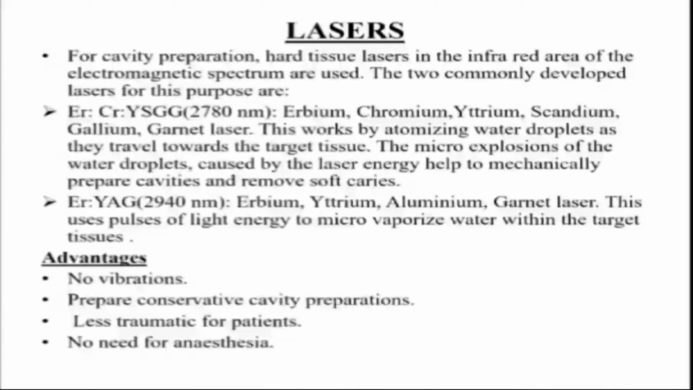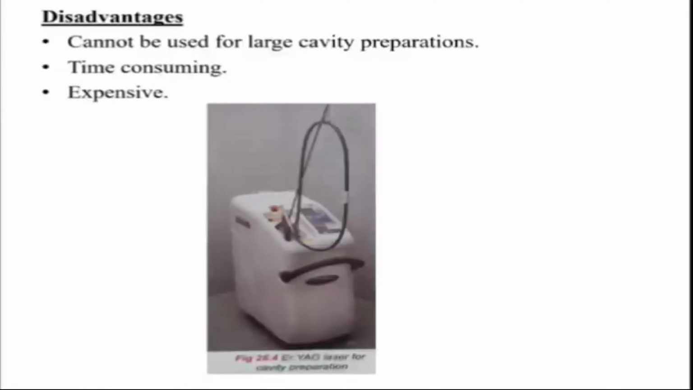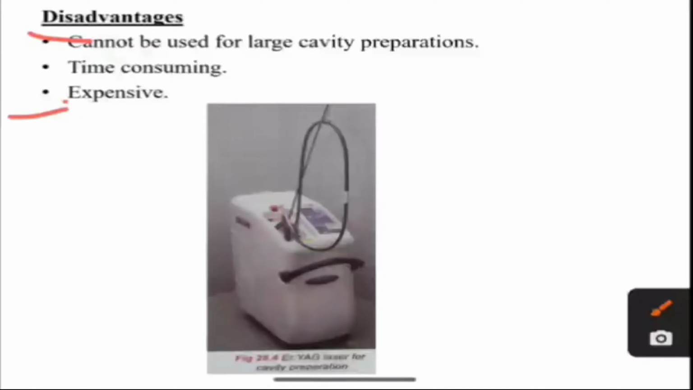Next one is laser, that is for cavity preparation. Hard tissue lasers, infrared areas of the electromagnetic spectrum are commonly used, and these are the two commonly developed lasers. The advantages are there is no vibration and it prepares a conservative cavity, and there is no need of anesthesia as in case of air abrasion. The disadvantages are similar to that of air abrasion, that is expensive. It cannot be used in case of large cavity preparation, and it's also time consuming.